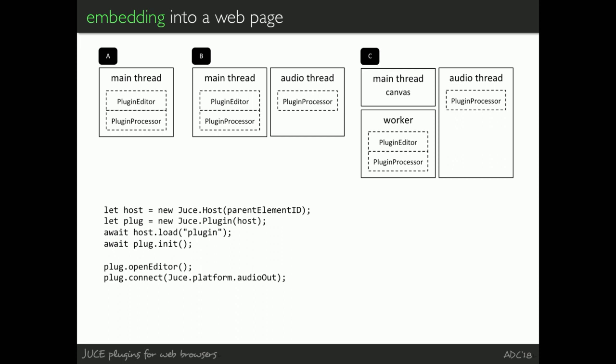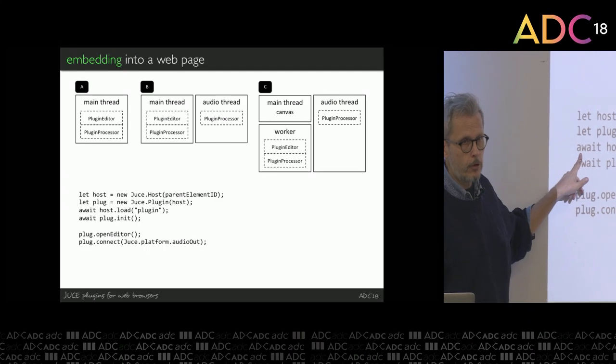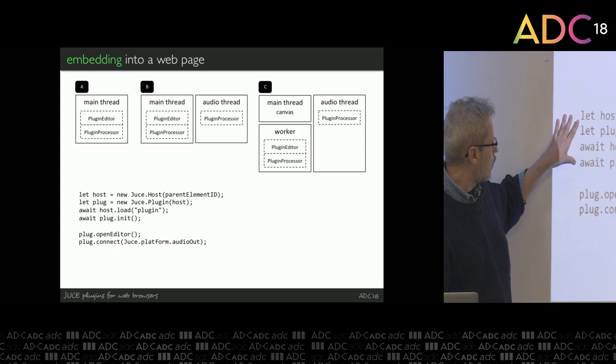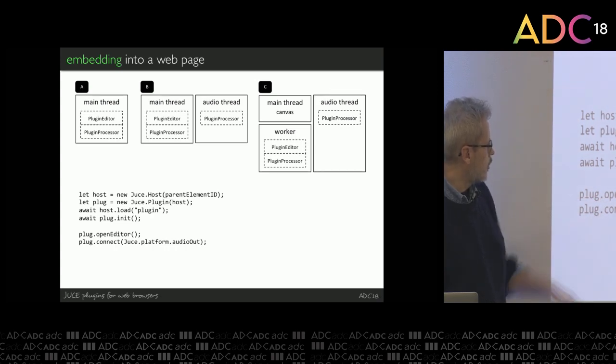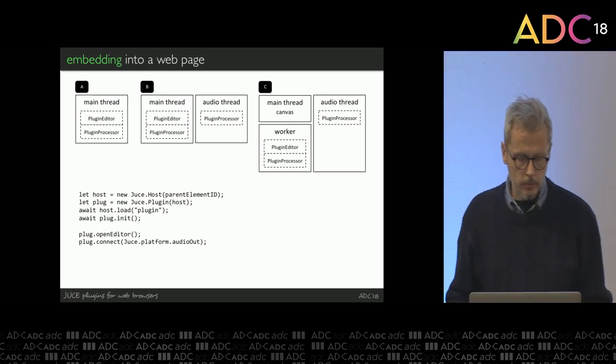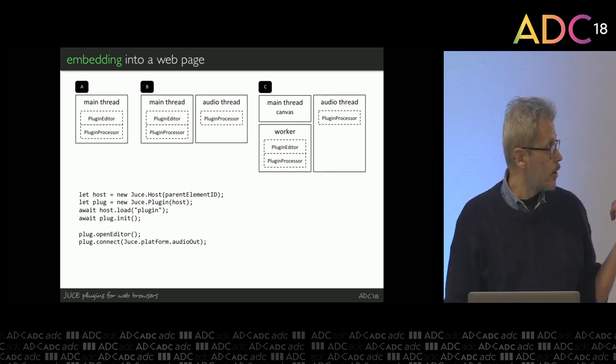So this is JavaScript. First, the code creates a host, giving it a place to put the canvas or the user interface. Then it creates a plugin and loads a WebAssembly module here. These awaits stand for asynchronous stuff. And once these four lines are ready, it can start by opening the user interface and connecting the audio output of the plugin to the system output. So this code implements option A.